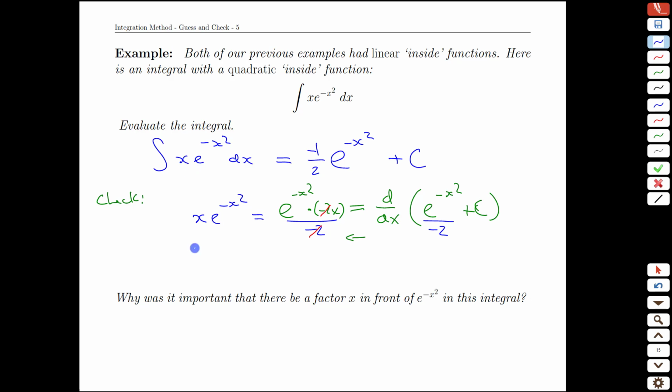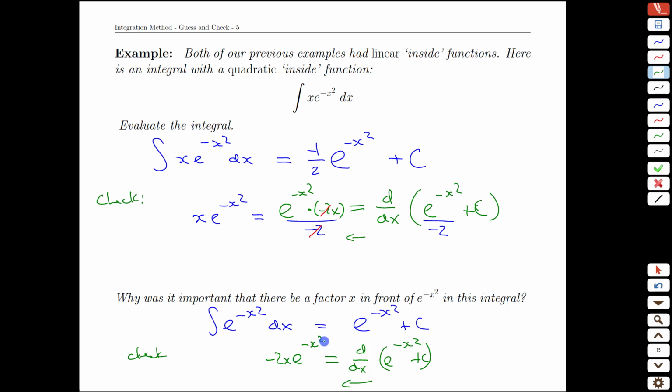Now it turns out that it's crucial that we have this x here. What would have happened if there hadn't been an x here, if we'd just been asked to integrate e to the negative x squared? Well, our guess might have still been e to the negative x squared plus a constant, but when we went to check it, if we took the derivative of e to the negative x squared plus c, we would not have liked our answer anymore, because it would have given us negative 2x e to the negative x squared.